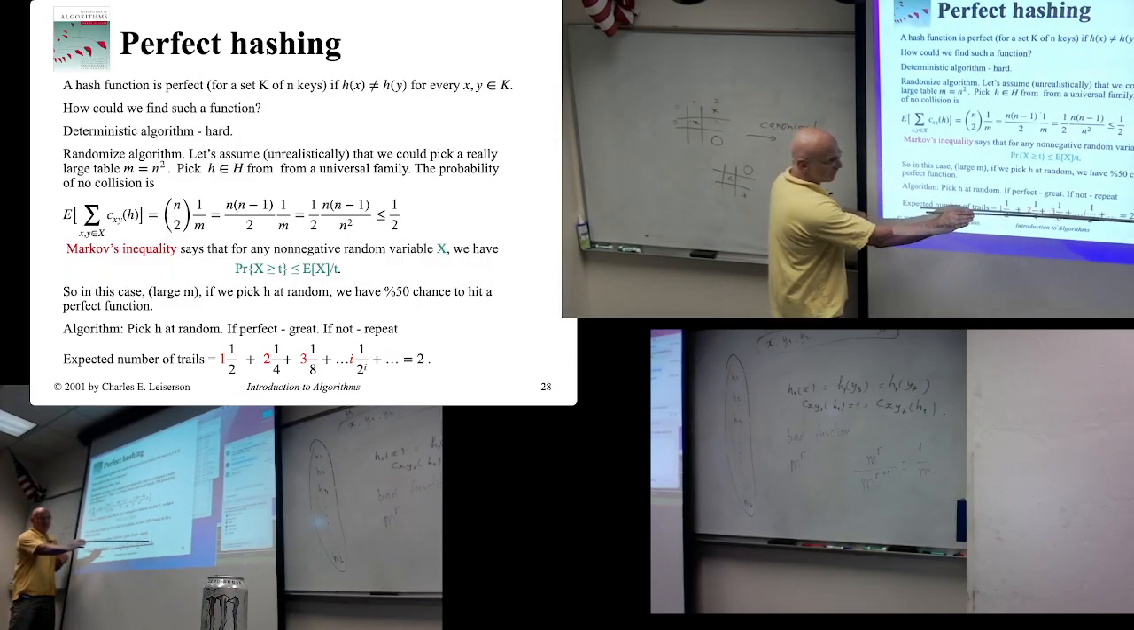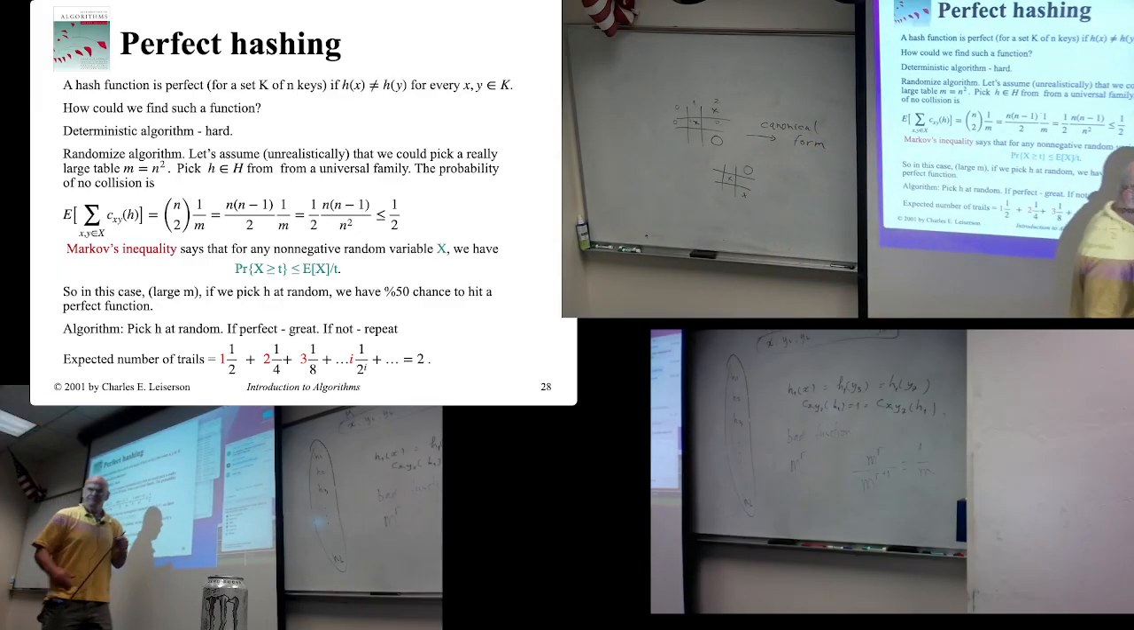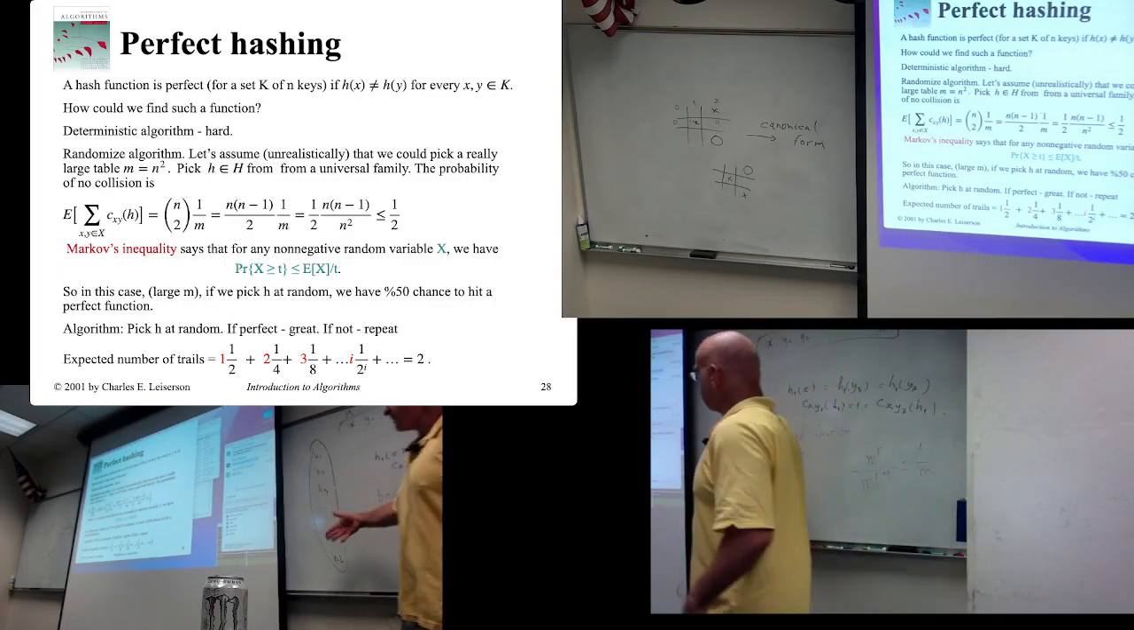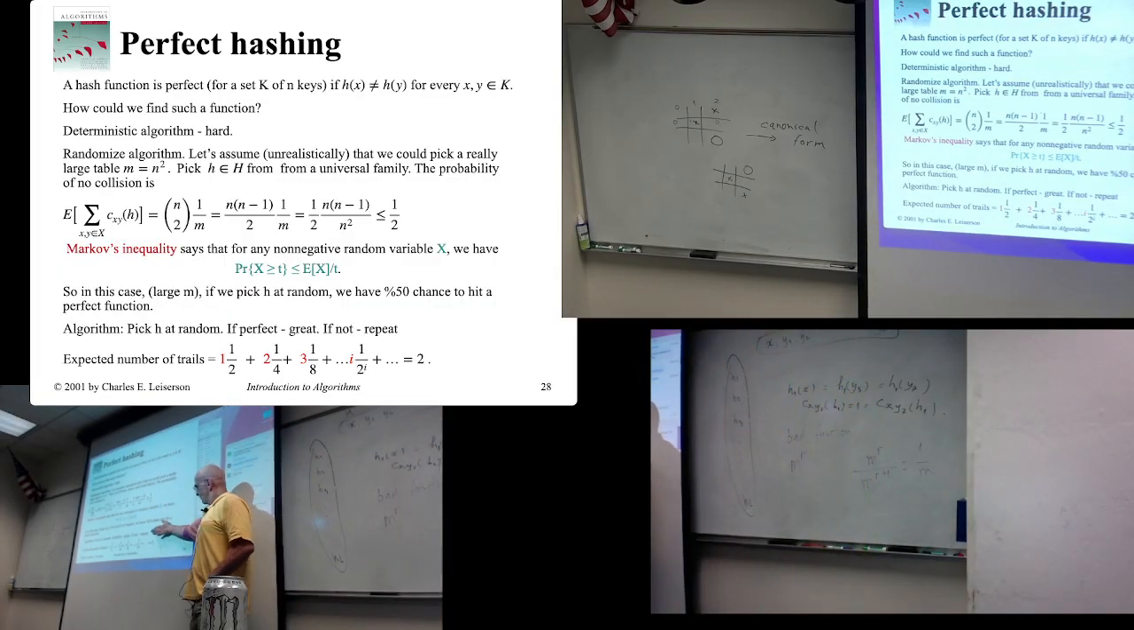That's the expectation of such an experiment. The number of trials that you need on average is 2. So it just reinforces that with this randomized algorithm, after 2 experiments, you're very likely to pick a hash function that is good for you, because the probability of picking a hash function that is good for you is at least half.